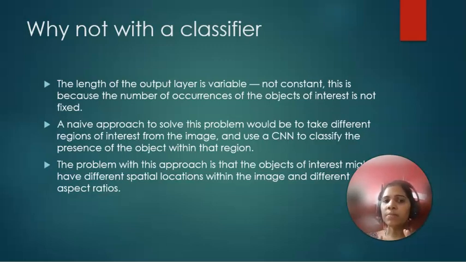So one way to solve this is to take different regions of interest from the image, and we can use a CNN to classify the presence of that object within that region. But again there will be a problem, because the objects of interest might have different spatial locations within the image, and the region of the object that we want may be cut off because of that region of interest, and different aspect ratios will be there. So this is not practical in real life.